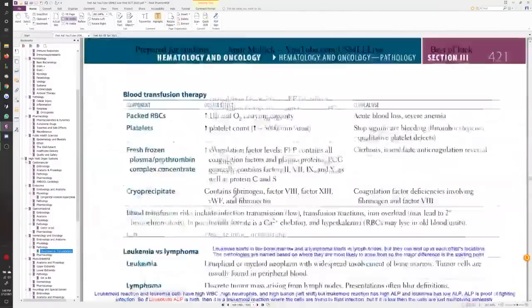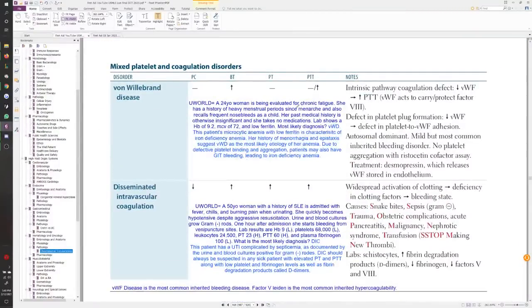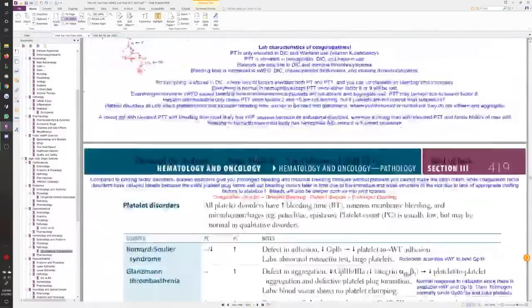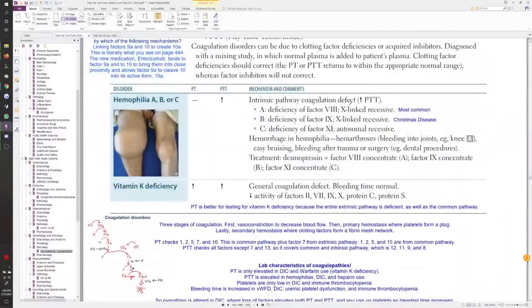And let's find where all that is here too, so we can always come back. Okay, von Willebrand disease is autosomal dominant, whereas your hemophilias are mainly the A and B are X-linked. C is autosomal recessive, but this barely ever gets tested, so forget about C. But A and B are both X-linked recessive.